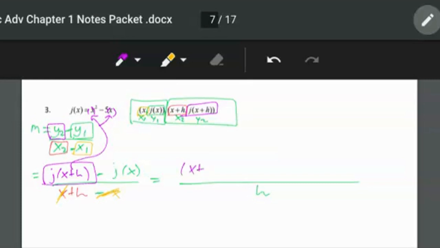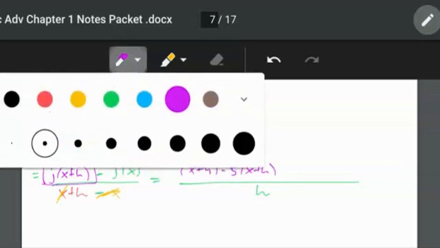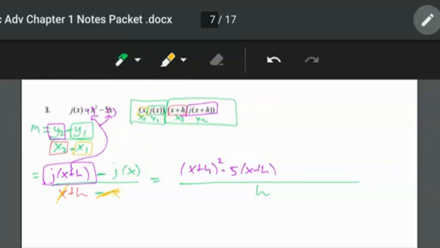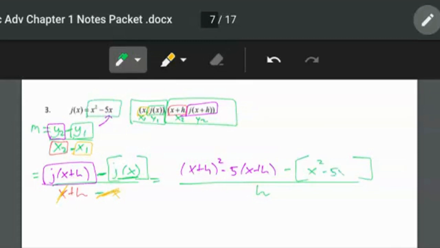So we got x plus h squared minus 5 times x plus h. That's that first part. Then our formula, of course, has a minus sign in the middle, and then we're subtracting j of x. This part I always like to put in parentheses or brackets. Again, they just use the name of the function j of x. We know what j of x equals. j of x is x squared minus 5x.